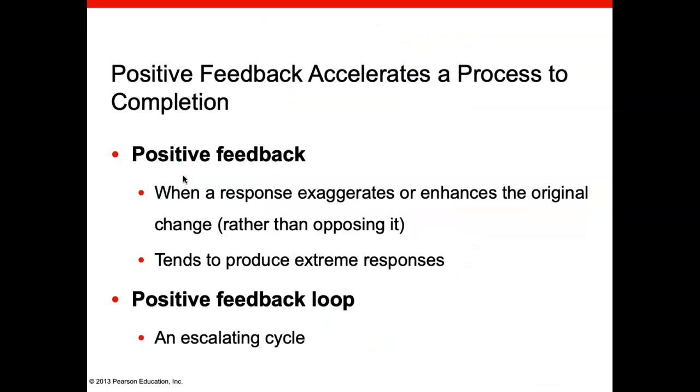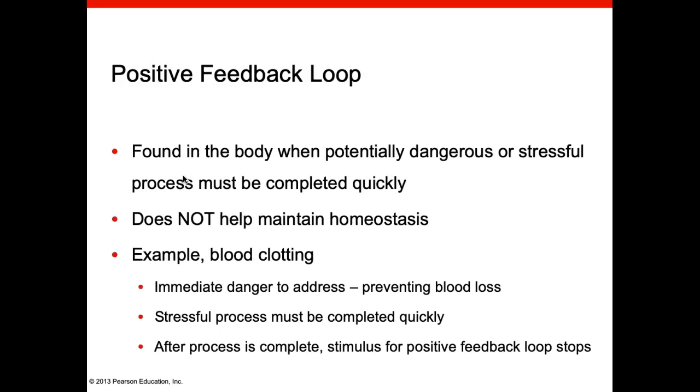There's another method to control homeostasis, and that is positive feedback. Positive feedback is when a response exaggerates the original change. It's an escalating cycle, and it's something that grows and grows and grows until the effect is met, and then it's over. This is found in the body when dangerous or stressful processes have got to be completed quickly. It does not help maintain homeostasis.